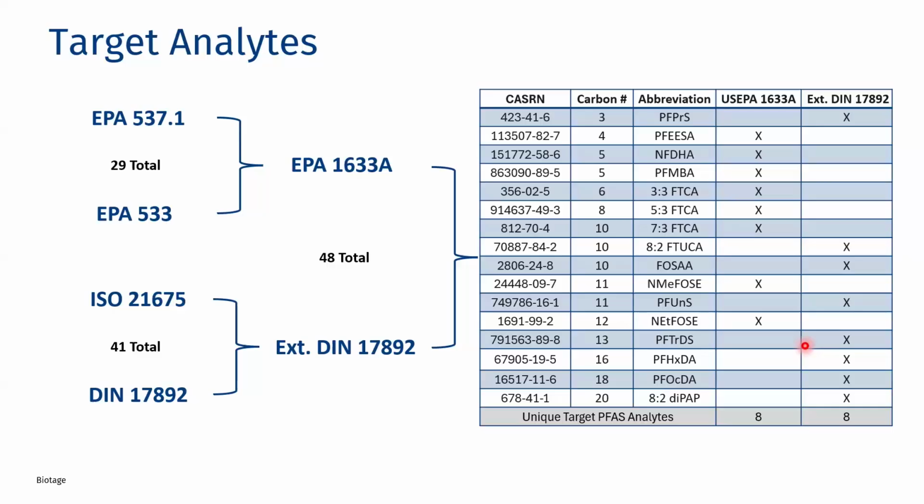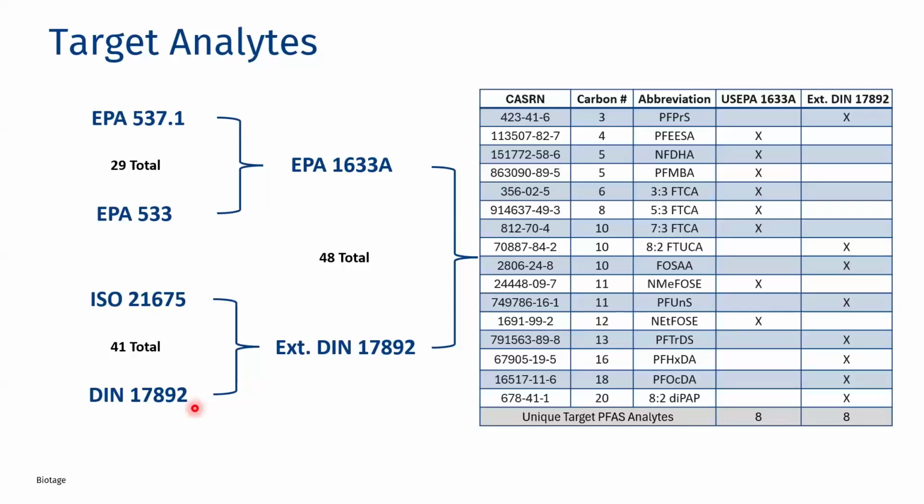So each method has target analytes, and as we went from 537.1 to EPA 1633 and the DIN method, we have also expanded the number of target analytes. And so I created this slide to take a look at what analytes are in the method. And when you consider 537.1 and 533, there are 29 unique PFAS targets that are in these methods. All 29 are also referenced in EPA 1633, which has 40 targets. Now for the DIN 17892, this method has 29 targets.